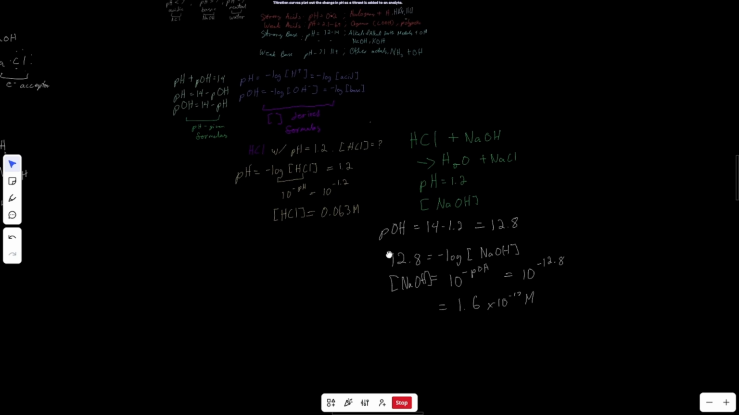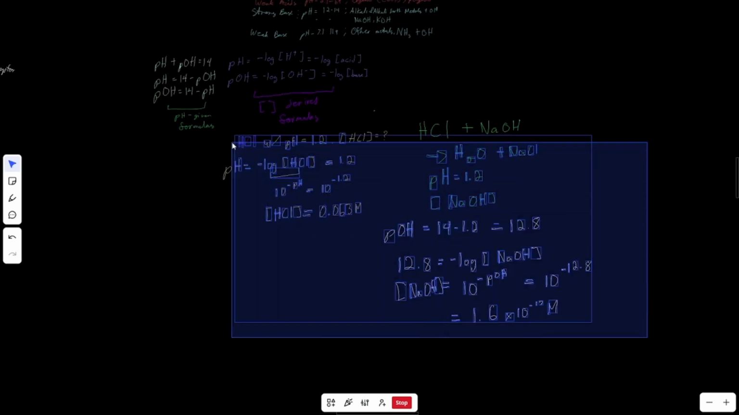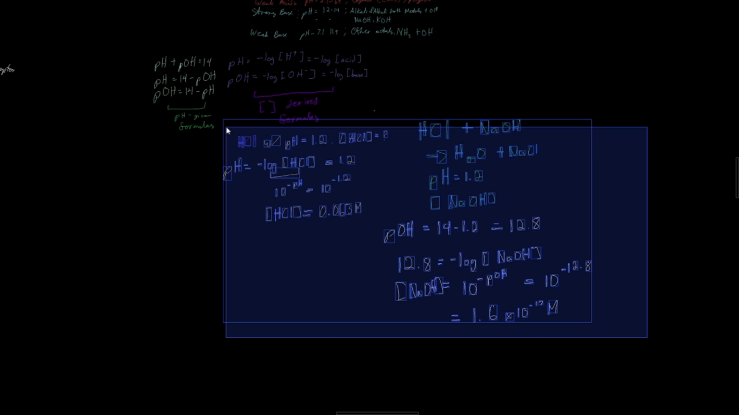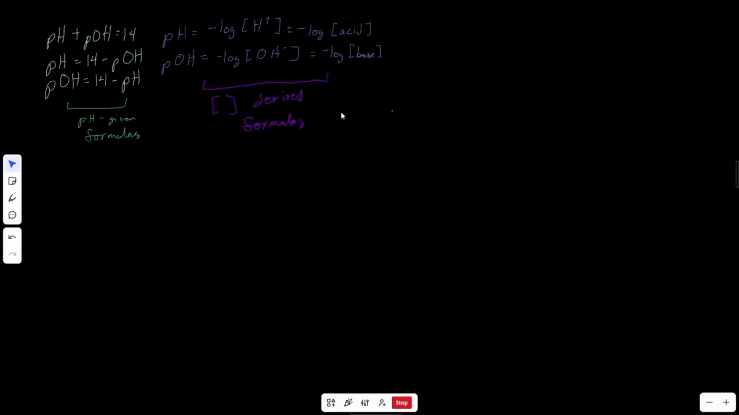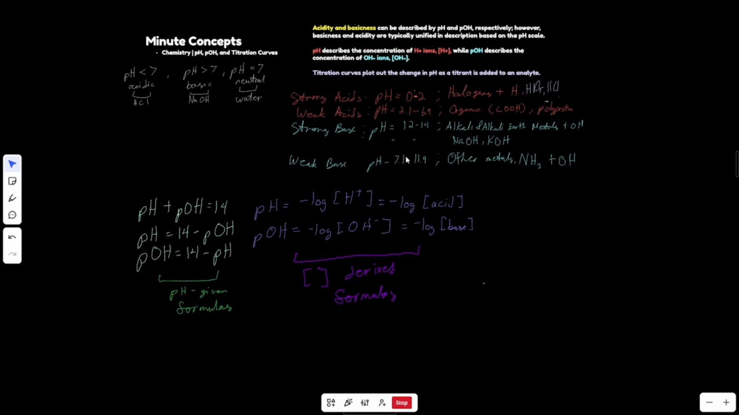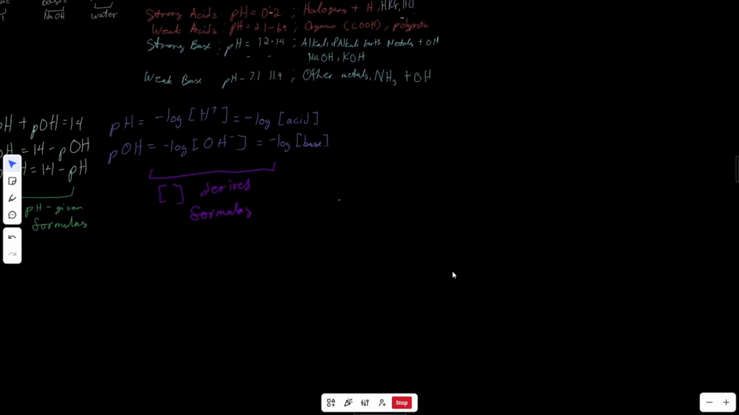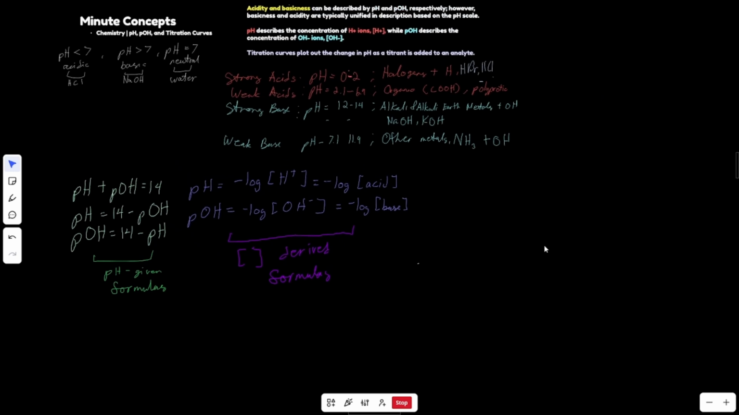Alright, so now let's move on with titration curves. I hope this part is clear. Titration curves allow us to plot the changes in pH. Now, how does that work? This is used during, well, obviously, titration.